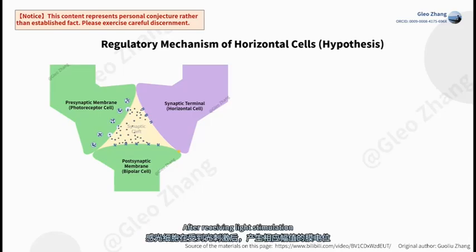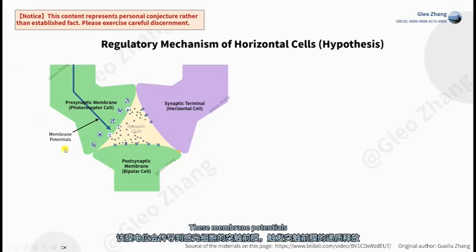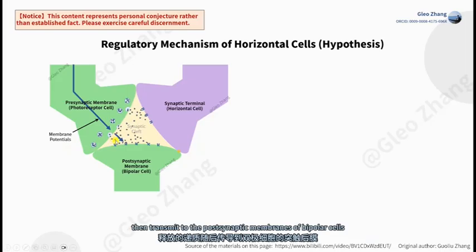After receiving light stimulation, photoreceptors generate membrane potentials with corresponding amplitudes. These potentials propagate to the presynaptic membranes of photoreceptors, triggering neurotransmitter release from their presynaptic terminals. The chemical neurotransmitters then transmit to the postsynaptic membranes of bipolar cells.